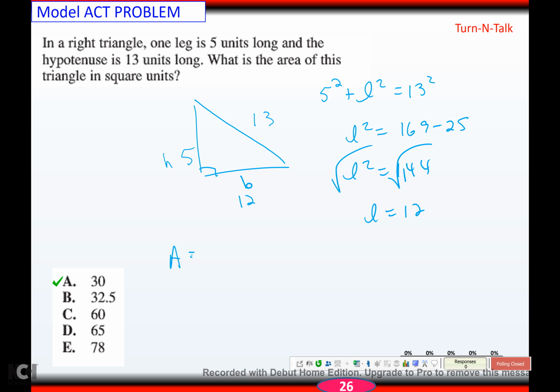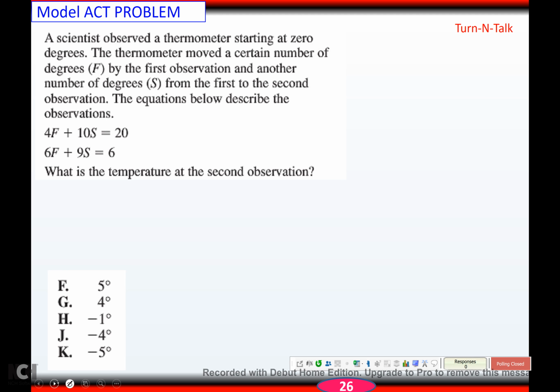So now the area of my triangle is going to be my base times my height divided by 2. 12 times 5 is 60, divided by 2 gives me an area of 30 units squared. Okay? Try this one, hit pause, come back when you're ready.